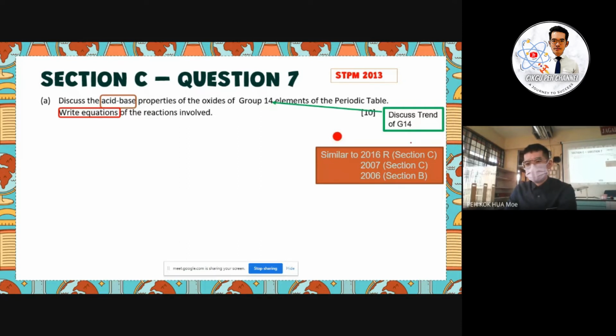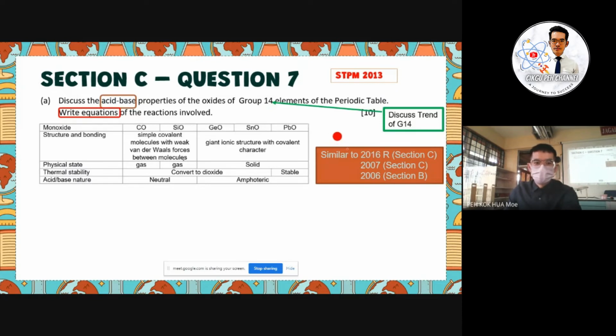Later on, you can see the example from 2006. The question asks you to compare titanium and the other element, to discuss certain elements, so you have to do the comparison. Later on, we have many almost identical questions, but the way to write the answer is different. You can see this from our notes also.